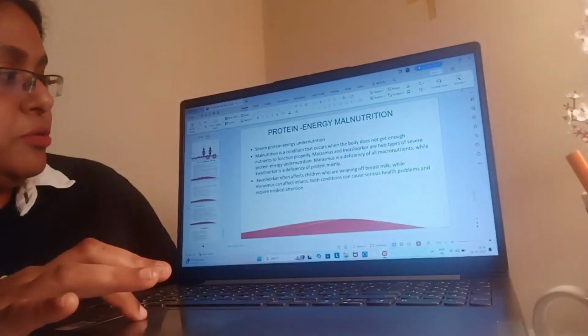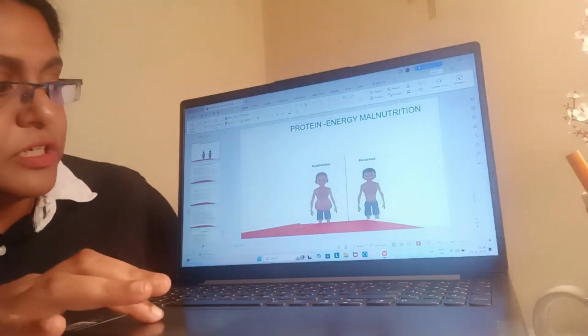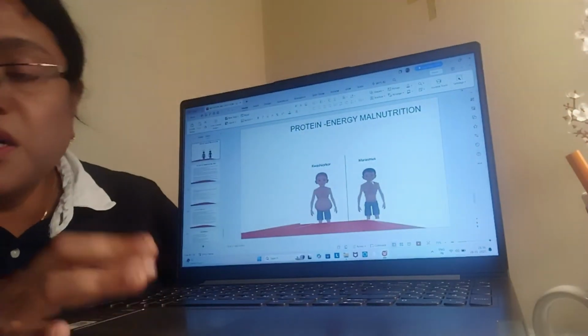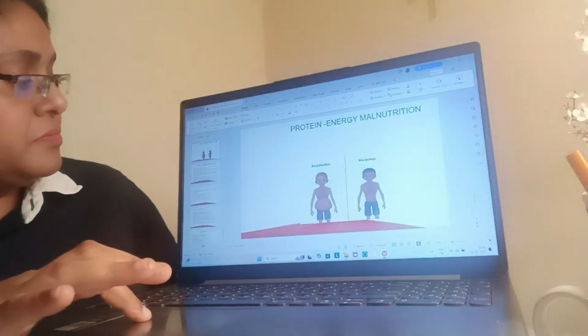I will show you the picture. See the image of a kwashiorkor child and the image of a marasmus child. So that is the difference.